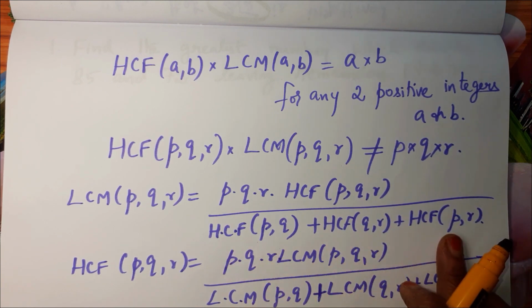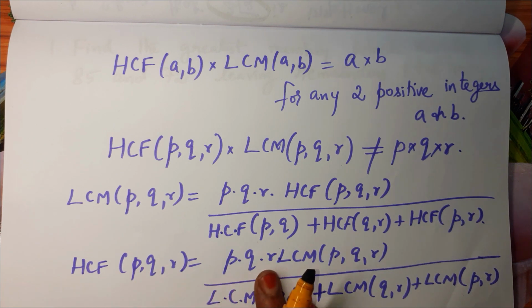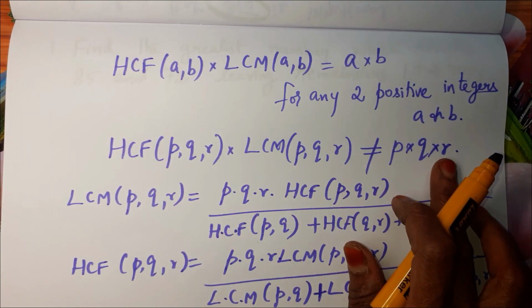We have to take the sum. HCF of PQR is equal to P into Q into R into LCM of PQR by LCM of PQ plus LCM of QR plus LCM of PR. These two properties we have, but this is not possible.